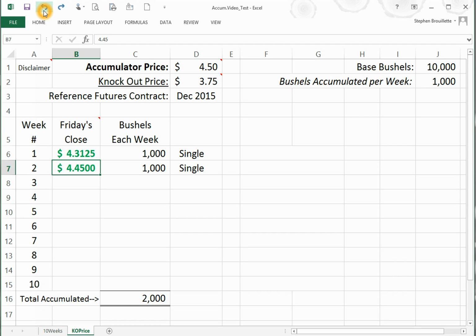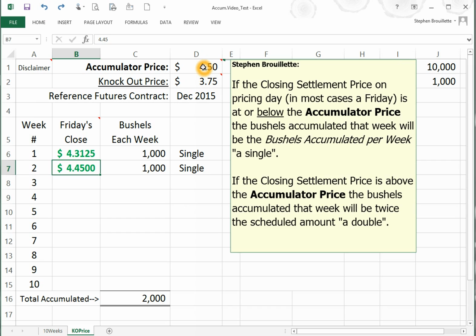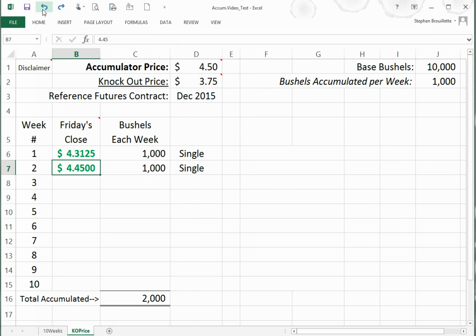Again, we are still accumulating bushels at this December futures price of 450. The third week, right at but not high enough to cause a double, as you saw before in the other example. Now the fourth week, I think we had the exact same thing, 450 1/4. It caused a rally in the market, and the December futures closed that day, that Friday, above the accumulator price, so that week we would have had a double.